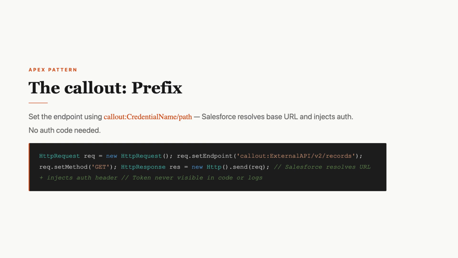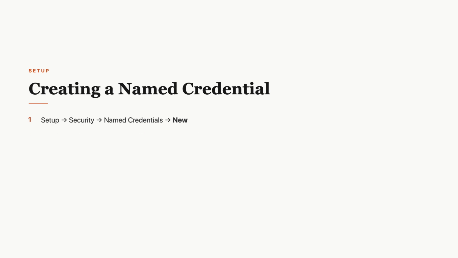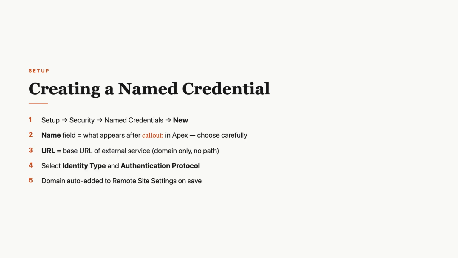Here is the code pattern. An HTTP request is created. The endpoint uses the callout prefix with the credential name. The method is set, and the request is sent. That is 4 lines for a complete authenticated callout. There is no auth header construction, no token retrieval from a custom object, no base64 encoding. The authentication is invisible to the Apex code.